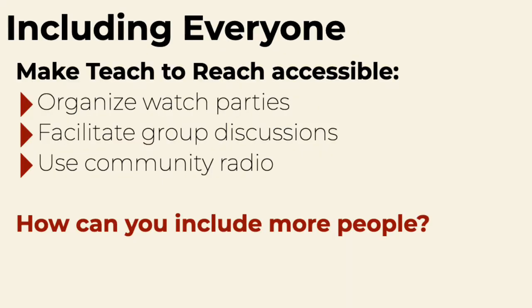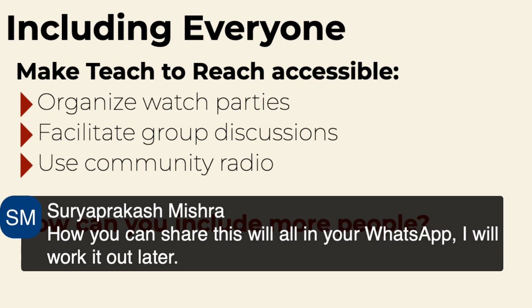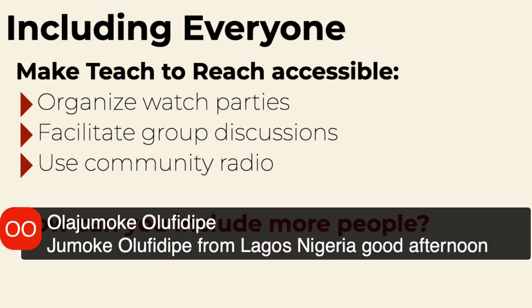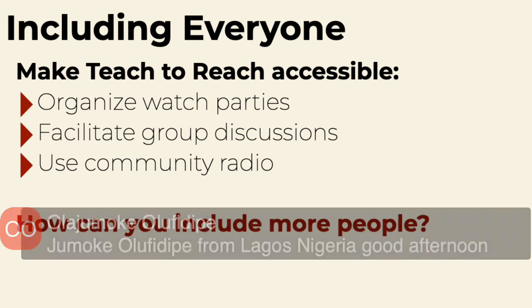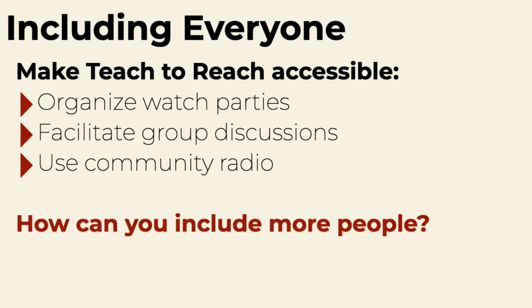Okay, let's just go to this. So what we want is for everyone in your organization to join Teach to Reach. So here are three ways that you can help them. First, you can organize watch parties. This is where you find a computer or a phone and you gather people to watch Teach to Reach together. Another idea would be group discussions. This is when we send questions, you read them out loud to people who cannot read well. You talk about the answers together, you write down what everyone says, and then you can send us those answers.